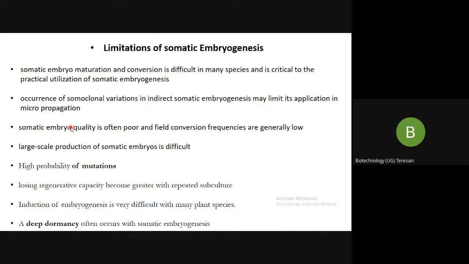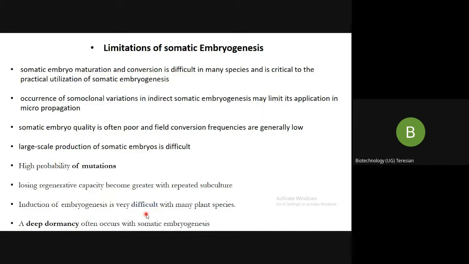But sometimes what is happening? We are losing the regenerative capacity. So you are in the middle of the sword, not this side, not that side. Should you go for subculturing, or shouldn't you? Because losing regenerative capacity becomes greater with repeated subculture. That is what I stressed in previous classes, how many times you have to subculture. Only that much you have to do, not keep on subculturing. You have to standardize those protocols also.